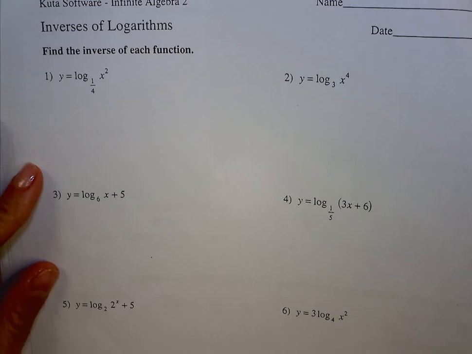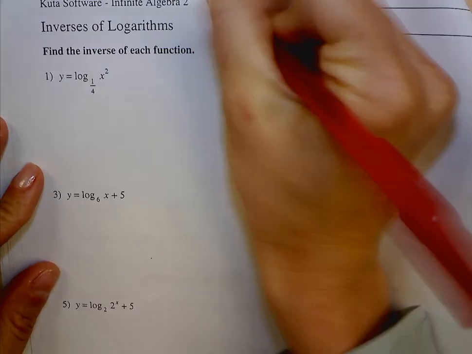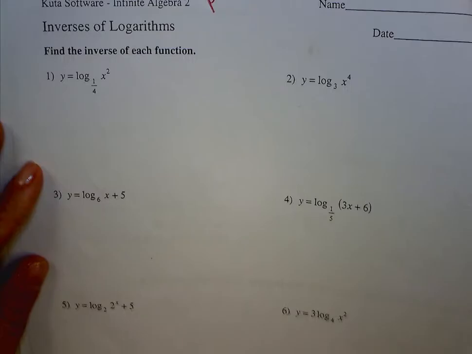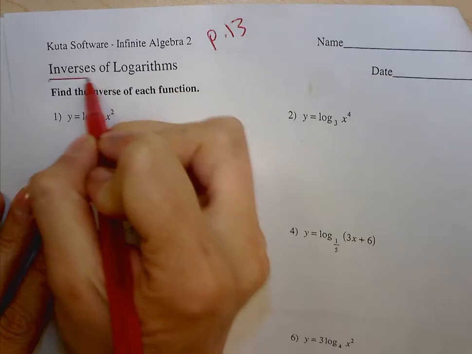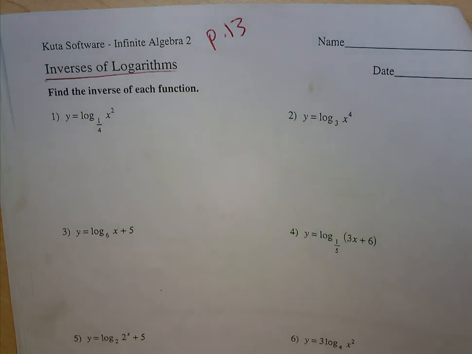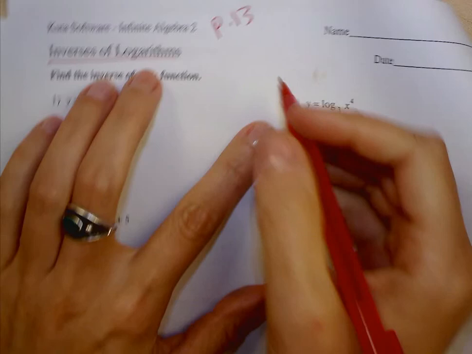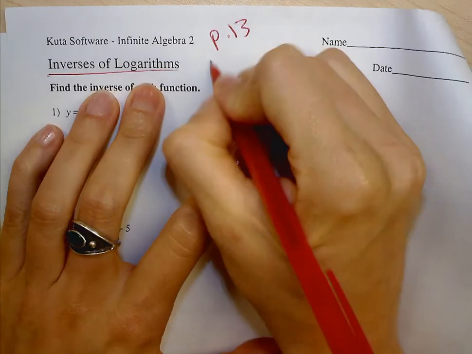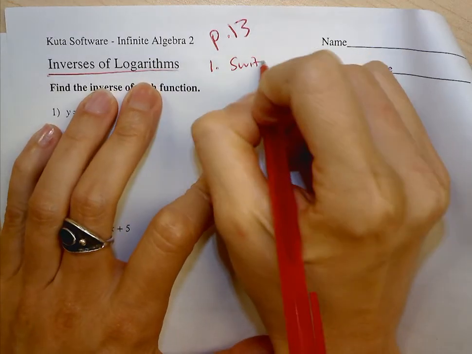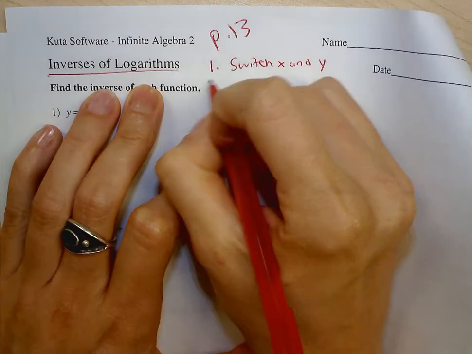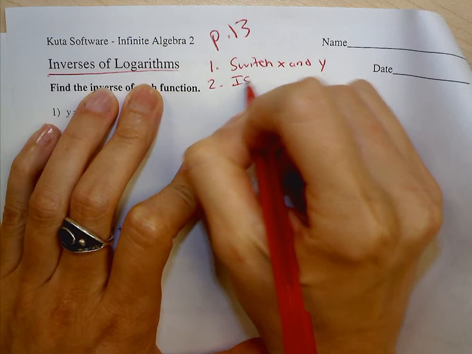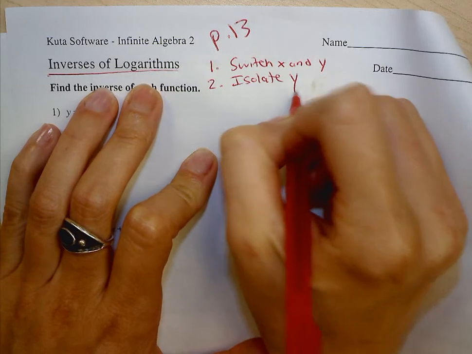Okay, I'm on page 13 of your packet, so you guys need to take these notes. The first thing that I'm going to go over is inverses of logarithms. There's two steps to finding an inverse. One, switch x and y. We've already gone over these two steps. And two, isolate y. So in other words, get y alone.